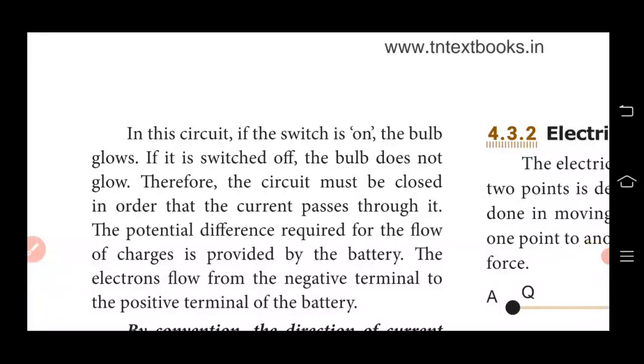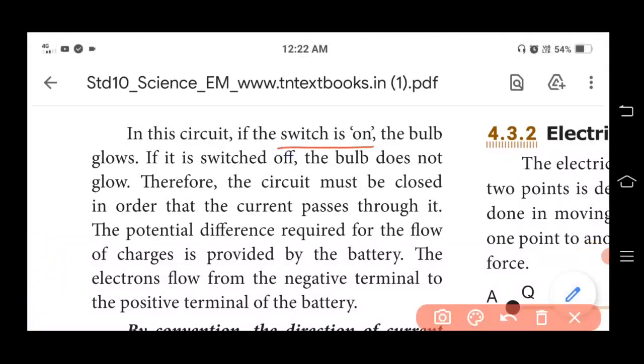Students, in this electric circuit, if the switch is on, the bulb glows, and if the switch is off, the bulb does not glow. Therefore the circuit must be closed in order for current to pass through it. The potential difference required for the flow of charges is provided by the battery, and the electrons flow from the negative terminal. Very important 1 mark question: electrons flow from the negative terminal to the positive terminal of the battery.